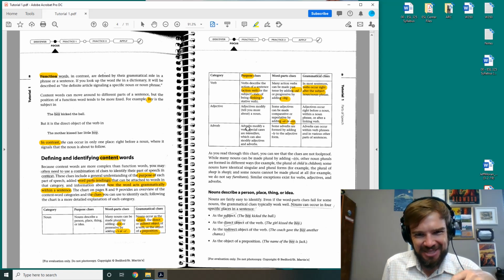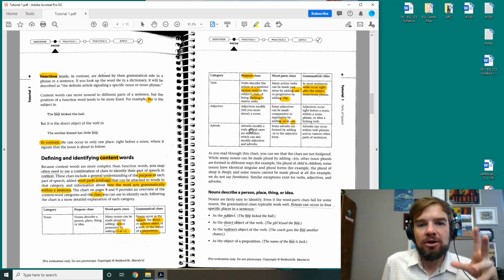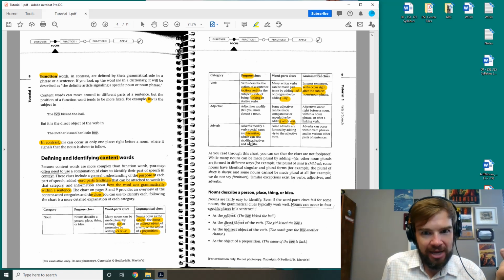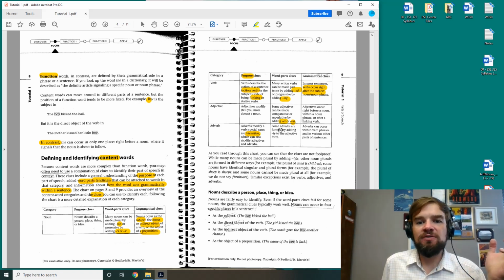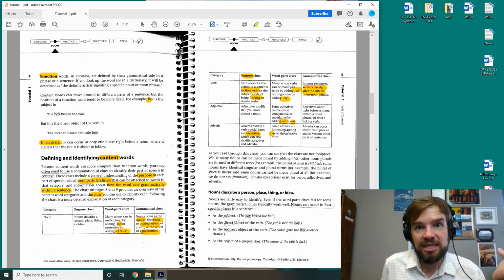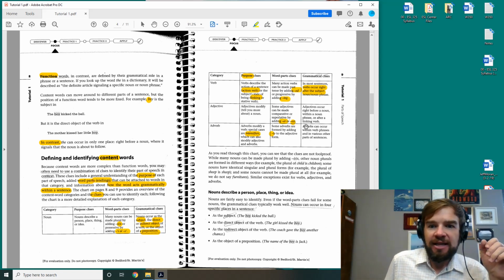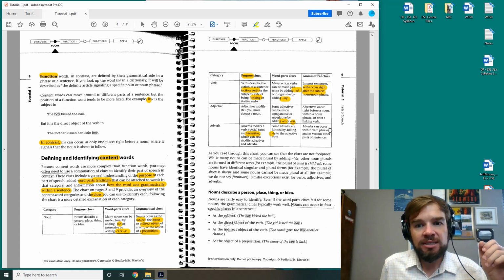Finally, adverbs. Adverbs modify verbs. There are also special adverbs called intensifiers. Now, these are adverbs that can modify other adverbs or adjectives, as Professor Ferris says here. Some adverbs are formed by adding ly to the adjective form. So again, you probably already know this. If you see an ly at the end of a word, it's very possible that it's an adverb. And finally, adverbs can occur within verb phrases and in various other parts of sentences.